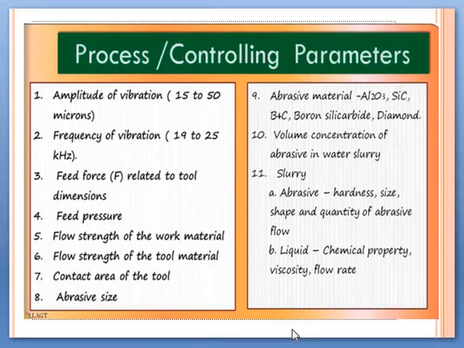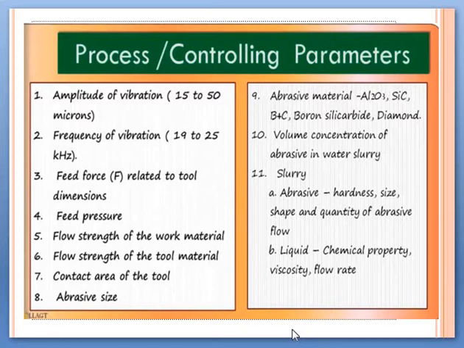Next is the size of the abrasive. Abrasive may have various sizes. Depending on a particular application, we may select the particular size of the abrasive. The type of the abrasive material may be aluminum oxide, silicon carbide, boron carbide, and diamond. It may be selected based on application.